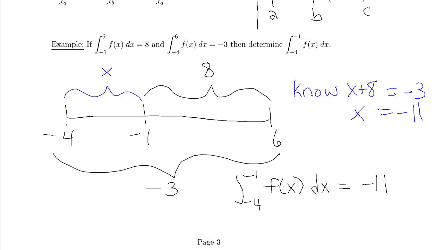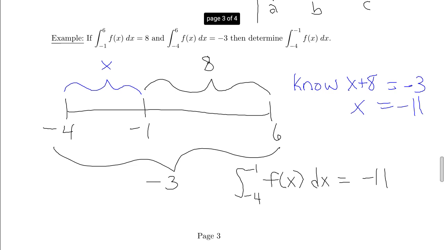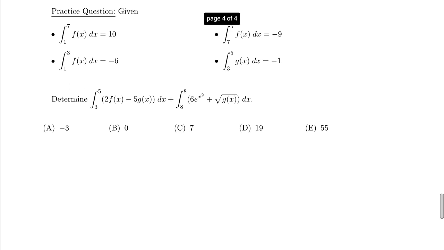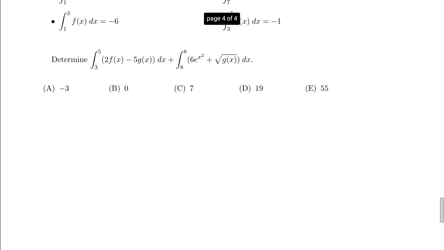Okay, so our final example is a practice question. So, if you want to pause the video and take a few minutes to try this. This one is a little bit tricky because we have two functions. We have f of x and we also have g of x. But g of x, we actually know the exact value we need to know. F of x, we've got a whole bunch of information about. So, okay. If you want to pause me, I guess now's your chance to do it.